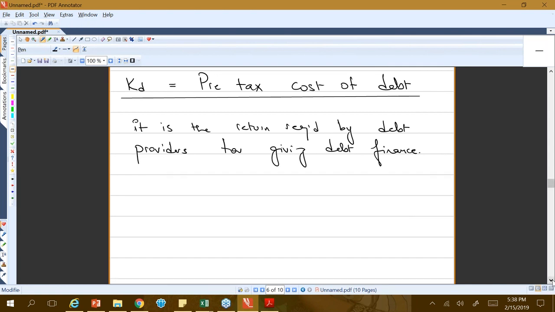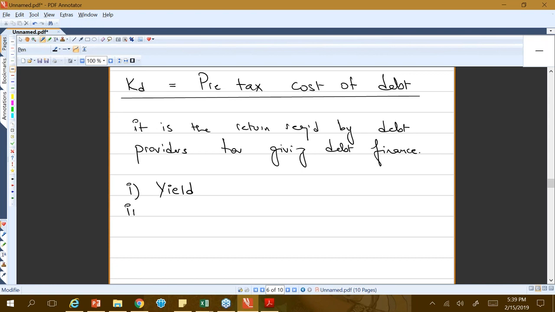Now, one thing which really confuses so many students in this paper is the different names of KD, because KD has lots of different names. I'm going to put here 3 different names which the examining team can use in the exam to talk about KD. So one is KD, yes. The other is pre-tax cost of debt. But in addition to these, there are other things which they can say. It is also known by the term yield. Yield simply means KD.